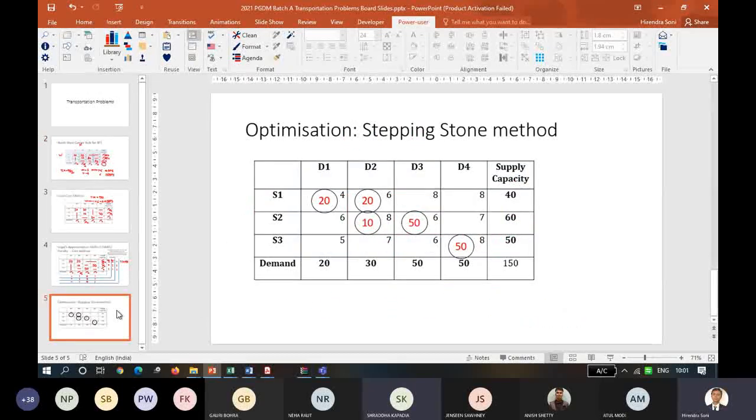Okay. Got it, sir. Now what this stepping stone method says is, if I make an allocation in the non-allocated cell, then what is the net effect?